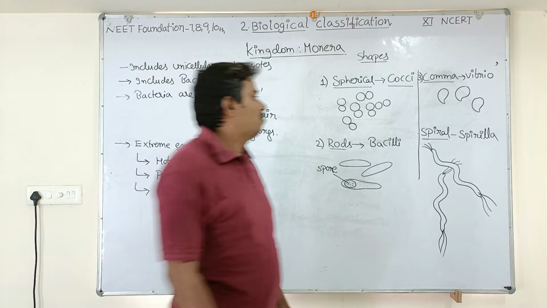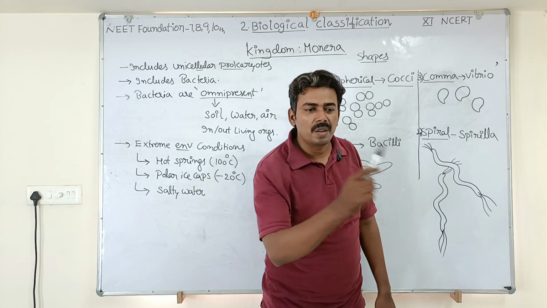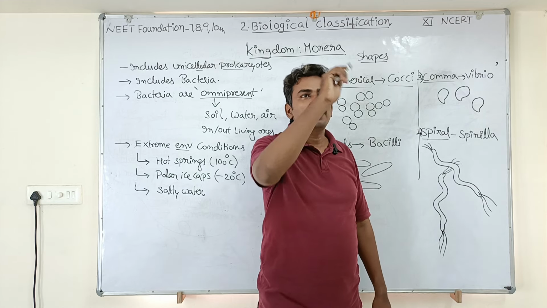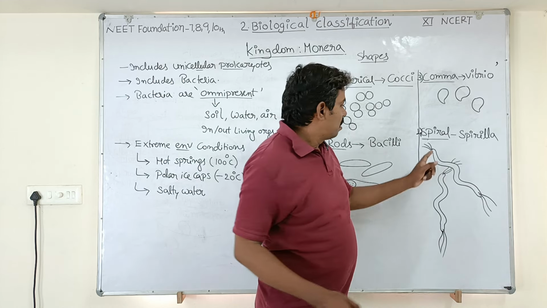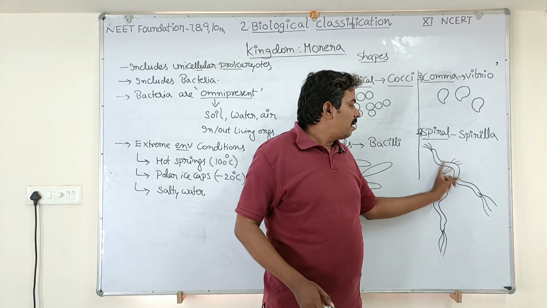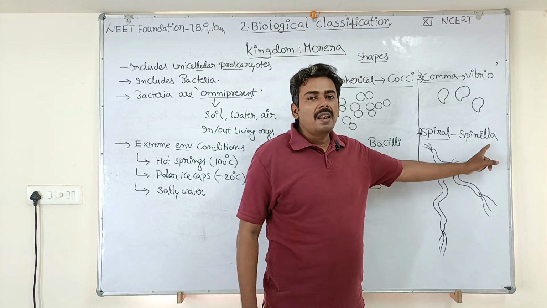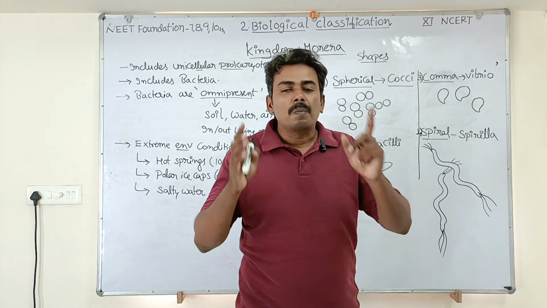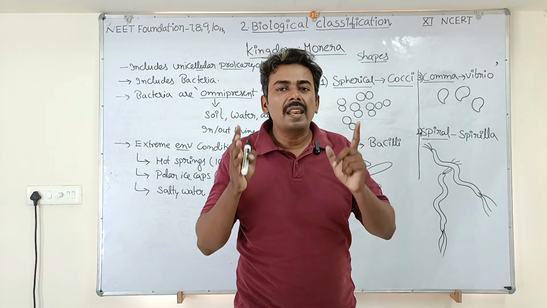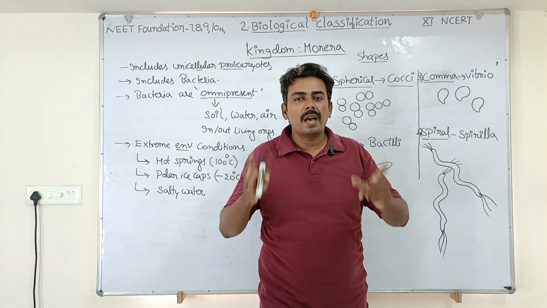Next, fourth shape, spiral shape. The bacteria which are in the shape of a spiral. So how will a spiral be? It will be like this. This is the spiral shape. The spiral shaped bacteria are called spirilla. Spirilla represents the plural and the singular form is spirillum. What is the singular? Spirillum.